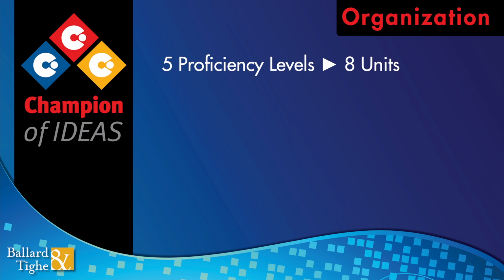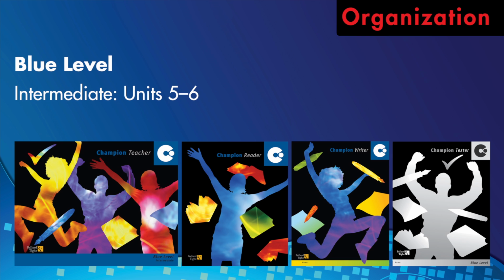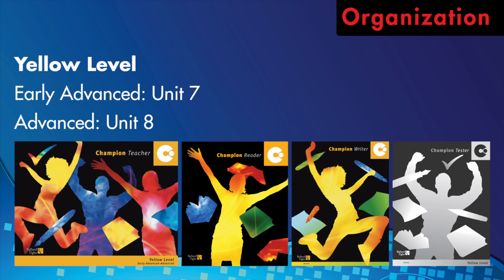There are 5 proficiency levels that are divided into 8 units. The red level contains Units 1 to 4. Units 1 and 2 are for beginning students, and Units 3 and 4 are for early intermediate students. The blue level, covering the intermediate proficiency level, contains Units 5 and 6. The yellow level covers the remaining 2 proficiency levels and units. Unit 7 is for the early advanced level, and Unit 8 is for the advanced level.